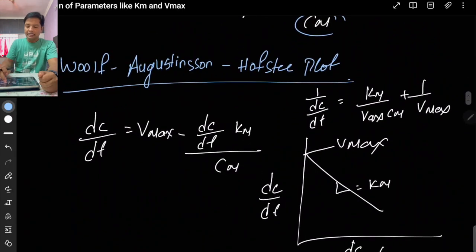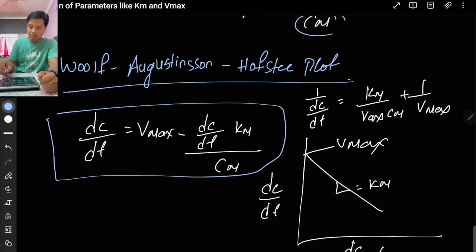Next plot is the Woolf-Augustinsson-Hofstee plot. So how do we get this plot? By this equation. How did we get this equation? I tried to derive it. I didn't find that. If any student finds the derivation for this equation, please let me know. Okay, so the same equation is modified here. If you modify the Michaelis-Menten equation, you will get this equation.